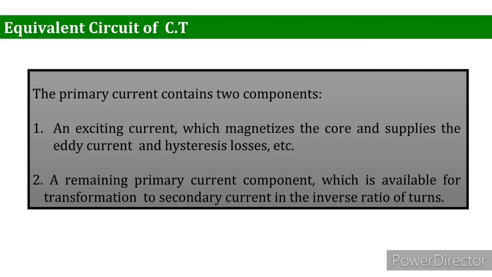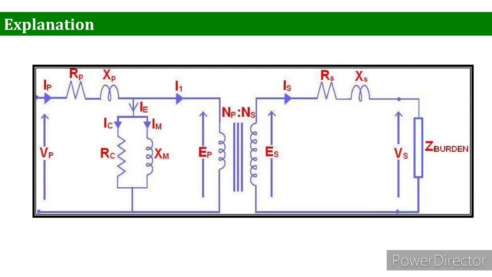If we talk about the equivalent circuit of the current transformer, there are two major components. Number one, an exciting current which magnetizes the core and supplies the eddy current and hysteresis losses. Secondly, a remaining primary current component which is available for transformation to secondary current in the inverse ratio of turns. In the next slide, we will explain the equivalent circuit of the CT.